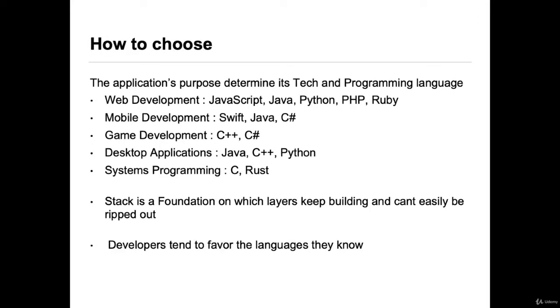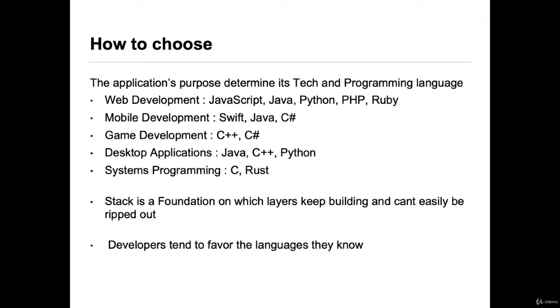You could choose according to your need. If you're into web development, then JavaScript, Java, Python, PHP, Ruby are the languages used. If it is mobile development, then it's Swift, Java, and C#. If it is game development, then it's C++ and C#. Desktop applications, Java, C++, Python, and C and Rust for systems programming.